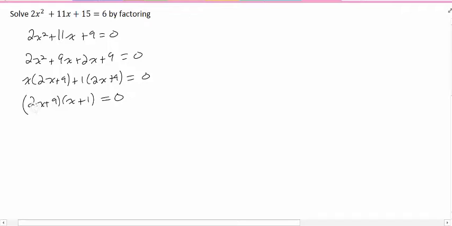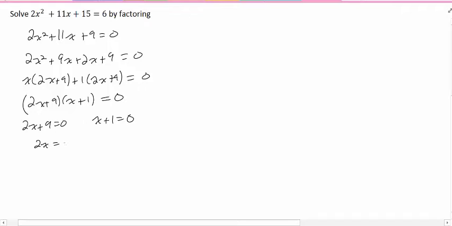So now we have two things multiplied together, and that's giving us 0. There's only two ways that that could happen. Either 2x plus 9 is 0, so that we're doing 0 times some other number to get 0, or it's x plus 1 that equals 0, and we're doing some number times 0 to get 0. So we can say 2x plus 9 has to be 0, or maybe it's the x plus 1 that has to be 0, but it's one of those two things has to happen.